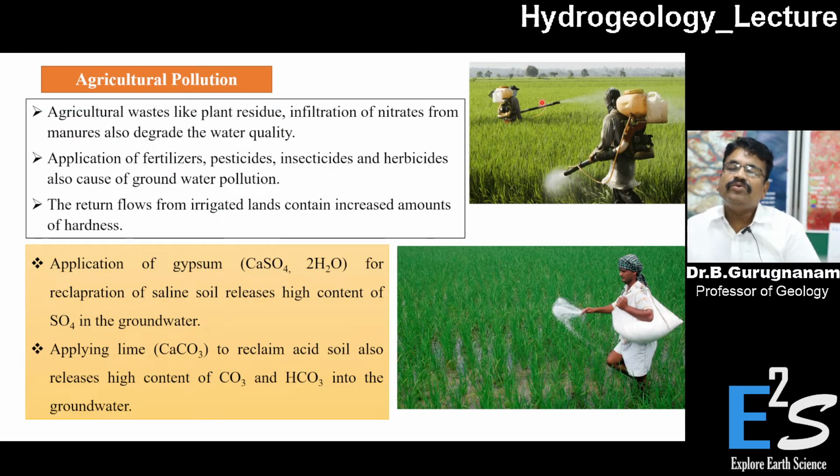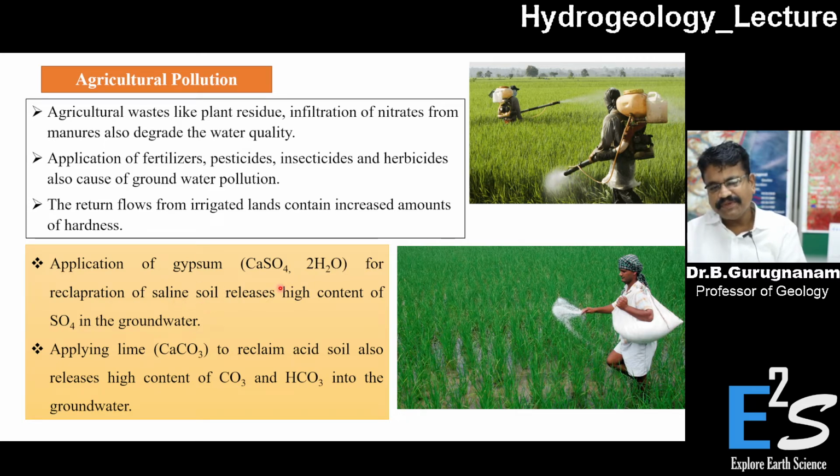And agriculture pollution: look at the photographs of what you are using for the growth of plants. For the growth of a plant it leads to a little bit of pollution in the subsurface, but when you use it over a larger area, the intensity of pollution through this fertilizer also increases in the groundwater system. Agriculture waste like plant residue and infiltration of nitrate from manures also degrade the quality of water. Application of fertilizers, pesticides, insecticides, and herbicides also causes groundwater pollution. The return flow from irrigated land contains an increased amount of hardness.